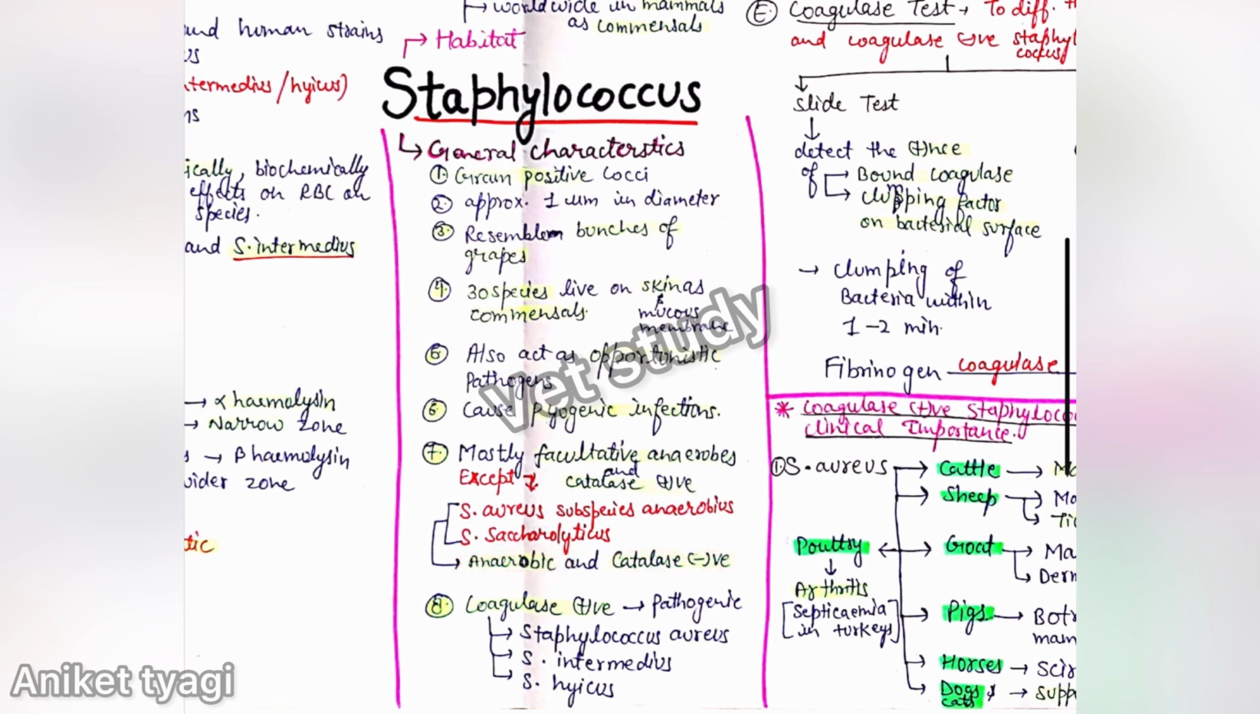After this, they are generally coagulase positive, and this coagulase positiveness is associated with pathogenicity. So all those species which are coagulase positive are generally pathogenic in nature, and examples of coagulase positive Staphylococcus are Staphylococcus aureus, intermedius, and hyicus.